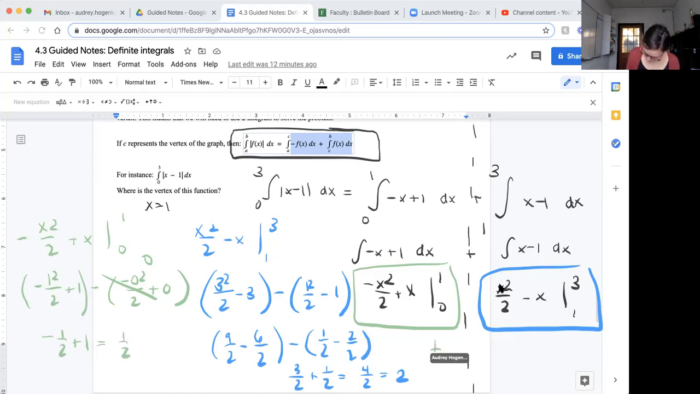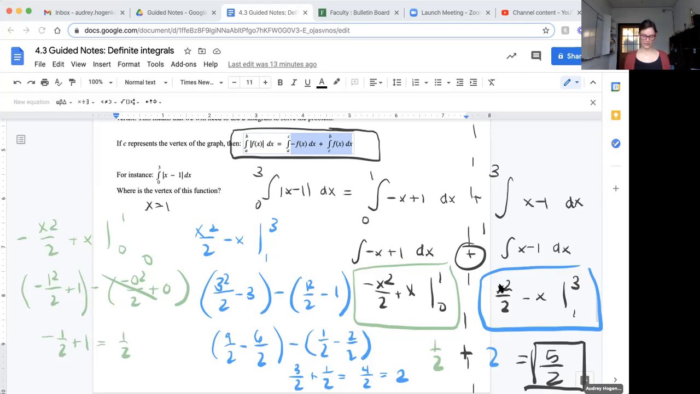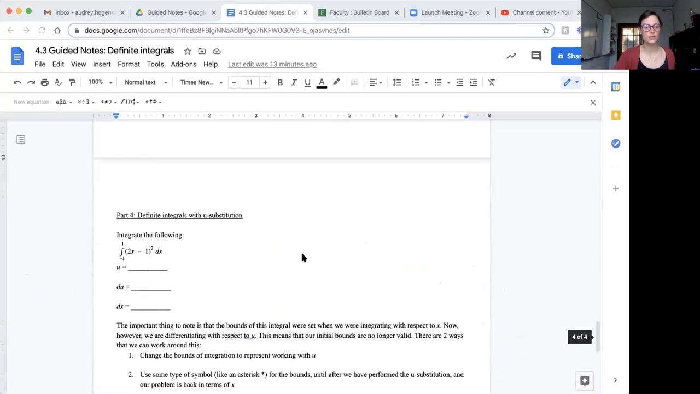So then I get 1/2, and remember that I am doing addition here, plus, and on my other side, I got 2. So 1/2 plus 2 is going to give me 5 halves. So my answer for this integral would be 5 halves. And whenever you see that absolute value, you need to be breaking it up, figuring out where the vertex is, that sort of thing. Okay, so chugging right along, we have one more section, definite integrals and u substitution.